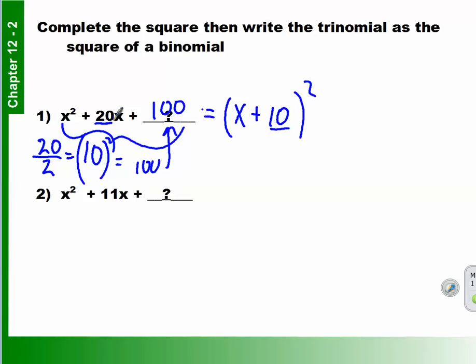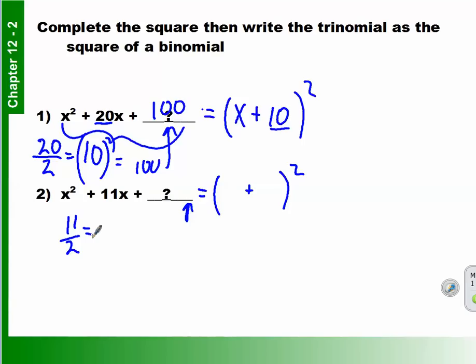So on this problem here, we have 11. What are we going to do so that we could have a binomial squared? What could go into this blank that would give us that square? Now this is going to be a little more complicated because we have an odd number as our linear coefficient. So what are we going to do with this 11? Divide by 2. So we have 11 divided by 2. You're going to be better off leaving things as improper fractions as opposed to decimals. So we're going to keep that 11 over 2 as 11 over 2.